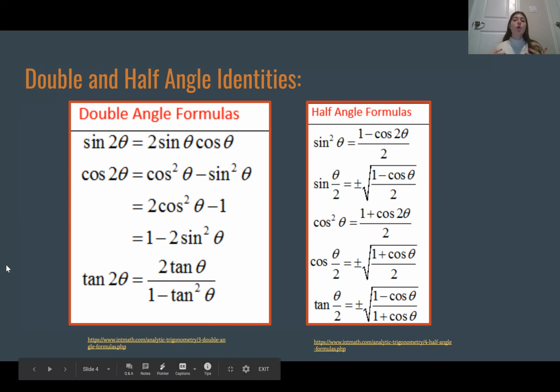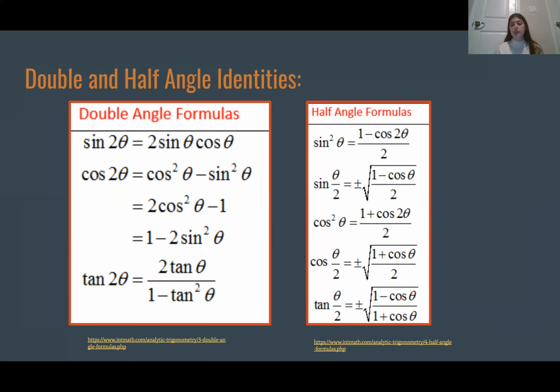If you want to know where these come from, like how we would derive these identities, you can click those links and check it out. I don't require that you know that. When it came to the 5 fundamental ones, I did want you guys to understand where those came from, and so we walked through those one step at a time. That's not so much necessary for the double angle formulas and for the half angle formulas.